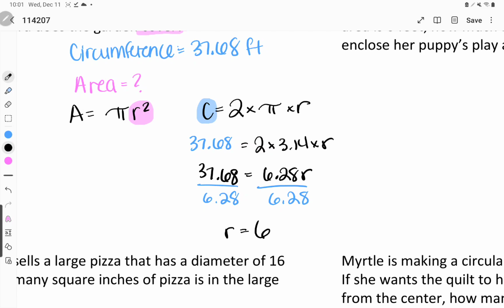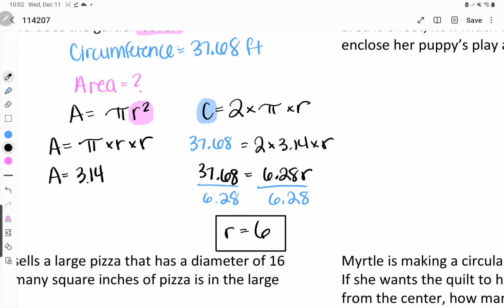Well, now that we have our radius, we can then go back and we can find how much this circular garden takes up. We can find the area. And so I'm going to plug that radius in. I have area equals pi times radius, because remember that's what pi r squared means. So it's pi times radius times radius. So I'm going to say area equals, and then I have my pi, which is 3.14.